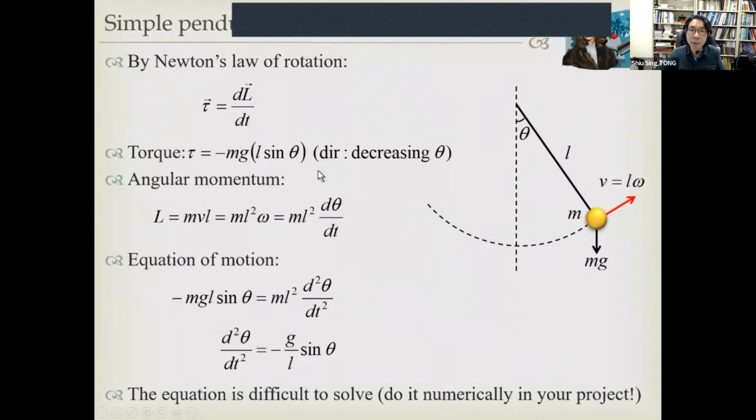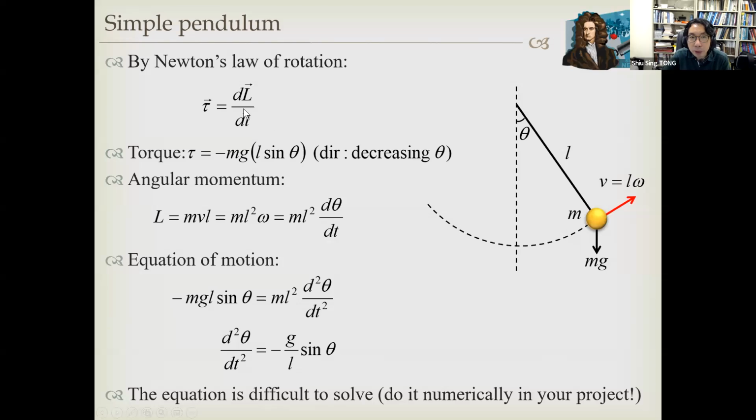Now, before having a break, let me introduce to you another example of a simple harmonic motion, and that is the simple pendulum. We have studied this problem before, but we haven't solved it exactly. Now, we use Newton's law of rotation. A simple pendulum amounts to a ball suspended by a string of length L. The string is attached to the ceiling at one end. The angle theta is the angle that the string makes with the vertical direction.